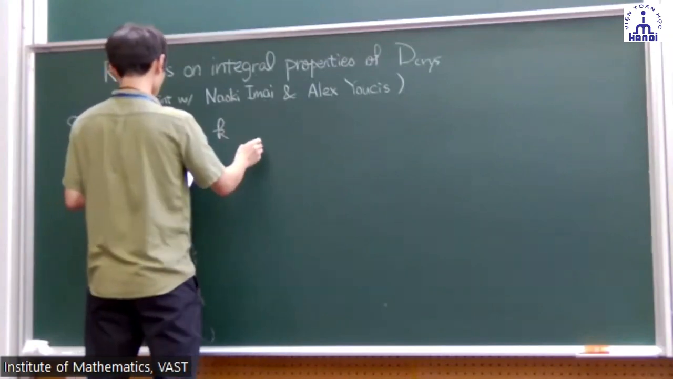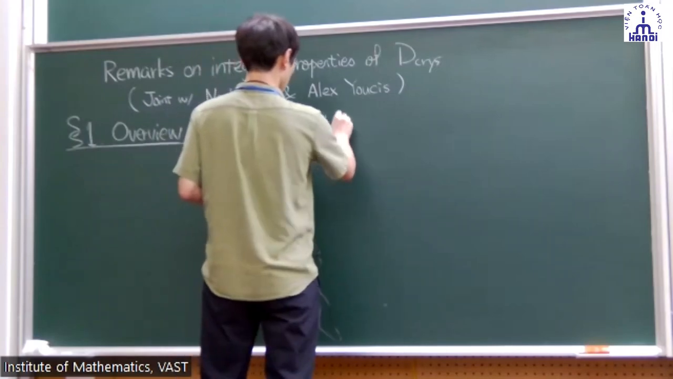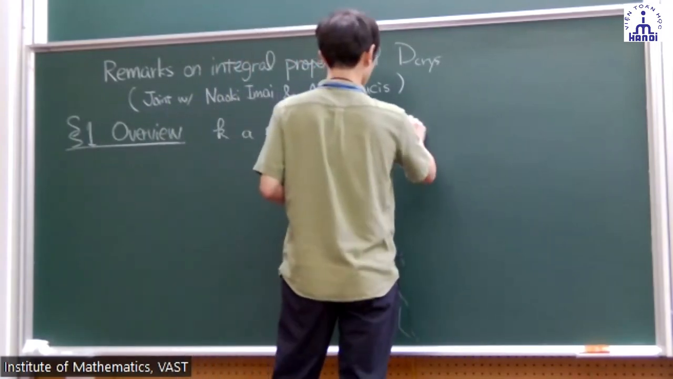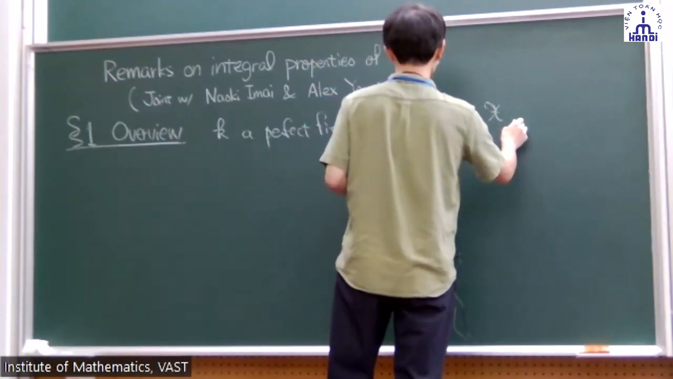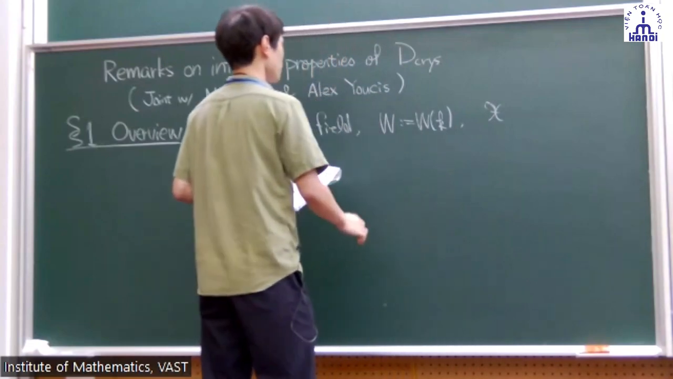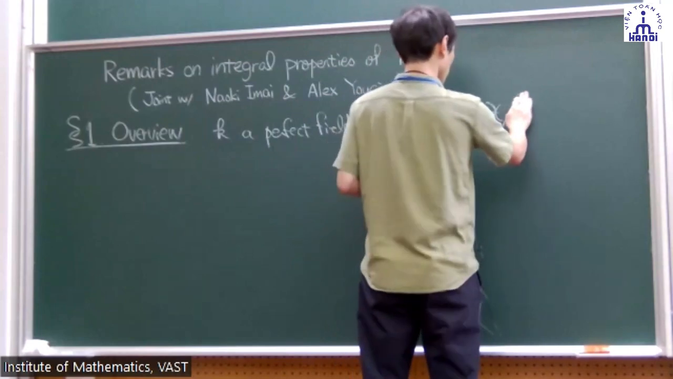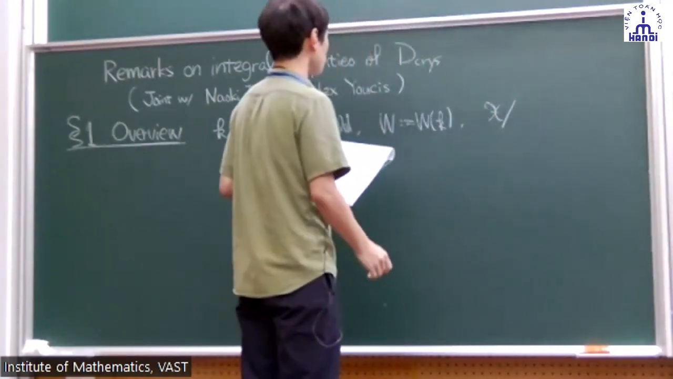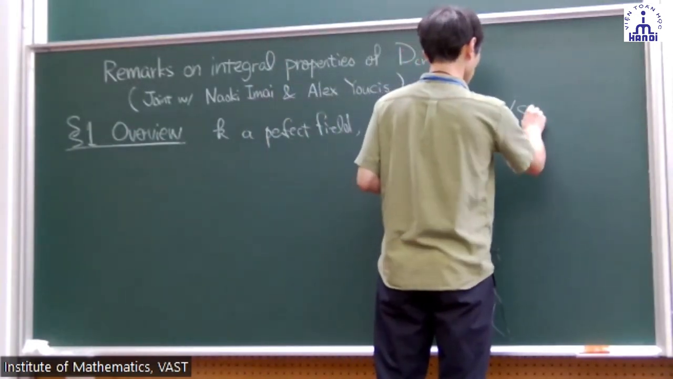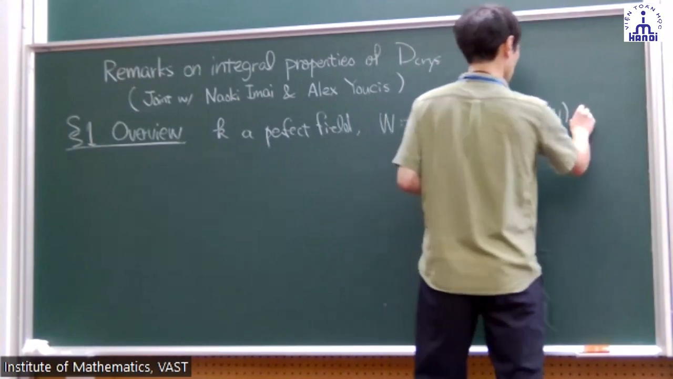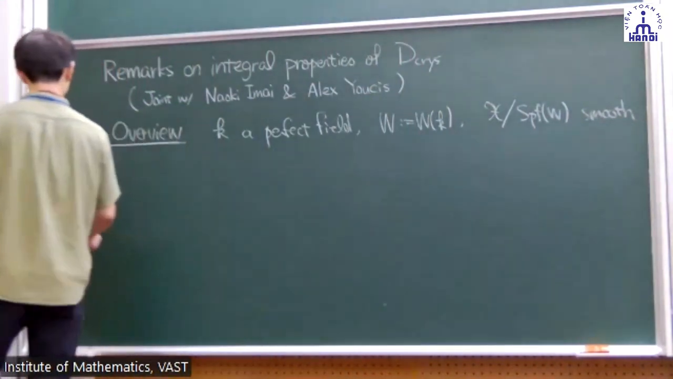So K is going to be a perfect field, and W is the ring of Witt vectors. I said Fontaine functor Dcrys, but today I'm also saying something about the relative version of this functor. So I fix a smooth formal scheme.